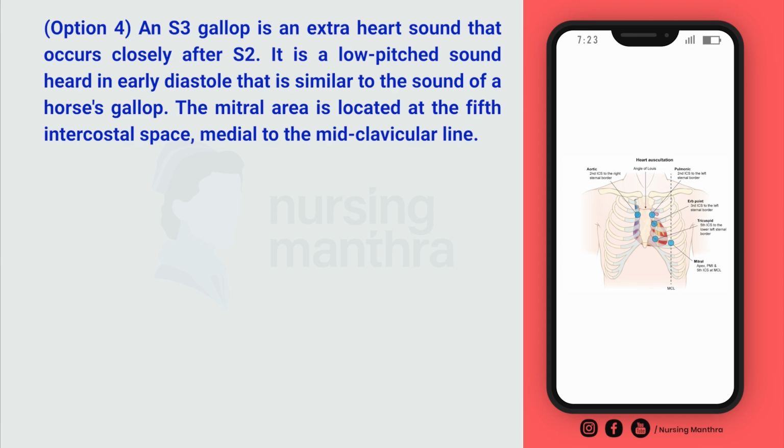Option D, S3 gallop sound. S3 gallop is an extra heart sound that occurs closely after S2. It is a low pitched sound heard in early diastole that is similar to the sound of a horse's gallop. The mitral area is located at the fifth intercostal space, medial to the mid-clavicular line.